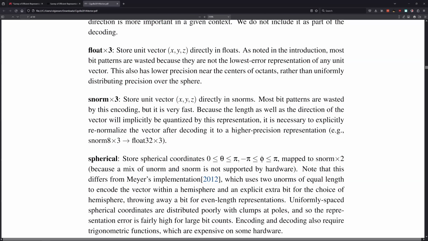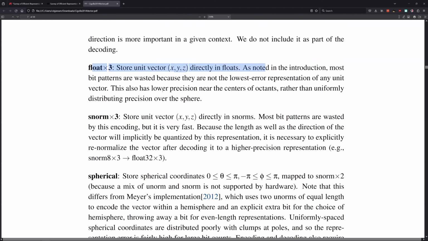So, okay, float x3 discussed before. S norm 3, use S norm for each axis. That already increases the precision and probably is the most precise format shown here. No, maybe not, because there's still going to be lots of values that are not unit vectors in the S norm space. But it's better than float x3.